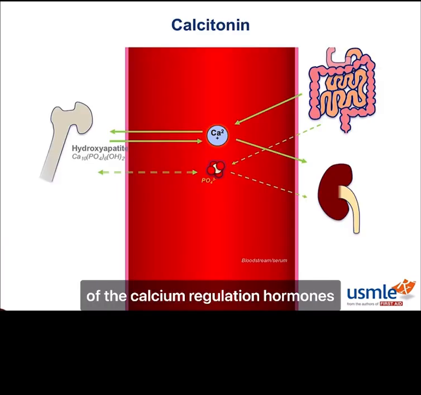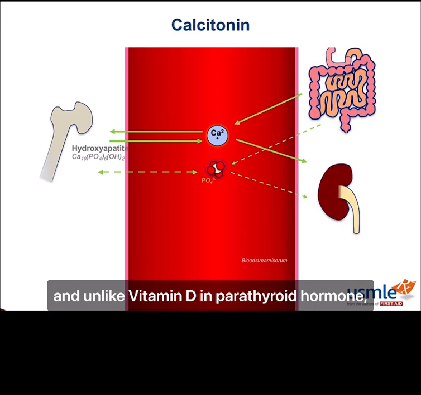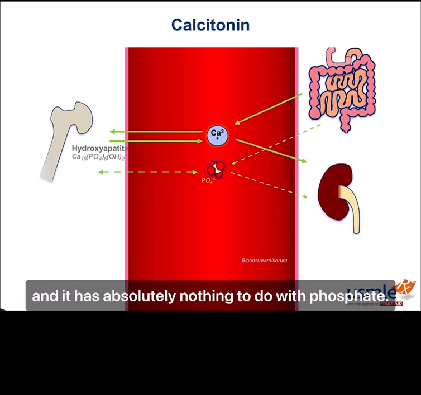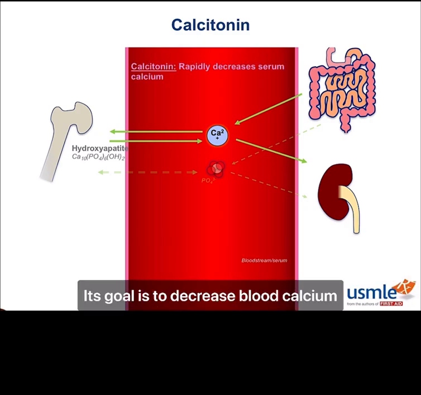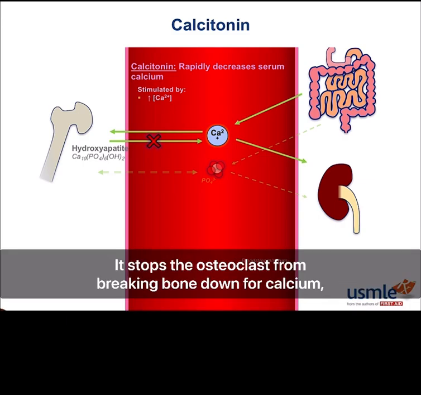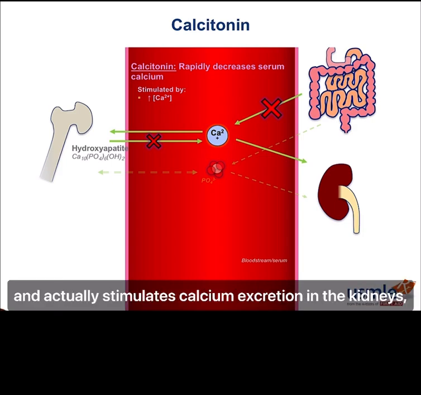Calcitonin is the black sheep of the calcium regulation hormones, and unlike vitamin D and parathyroid hormone, this one doesn't really get any love on step 1. And it has absolutely nothing to do with phosphate. But as far as calcium goes, this one acts pretty much like the anti-parathyroid hormone. Its goal is to decrease blood calcium in response to elevated levels of calcium. It stops the osteoclast from breaking bone down for calcium, stops the gut from absorbing calcium at all, and actually stimulates calcium excretion in the kidneys.